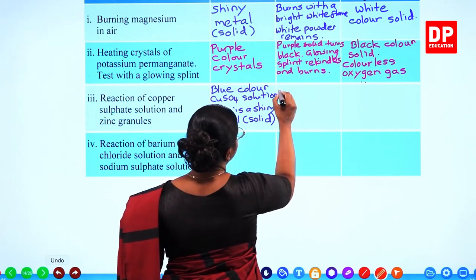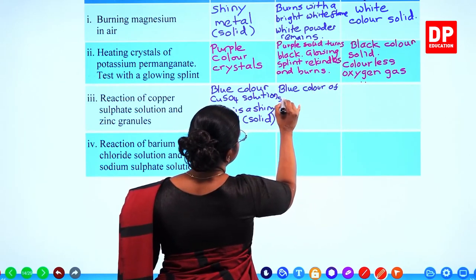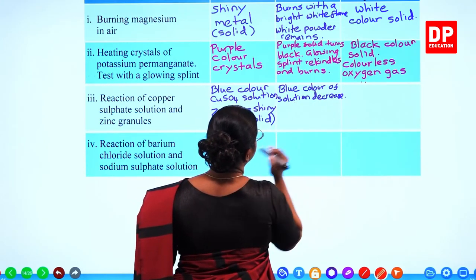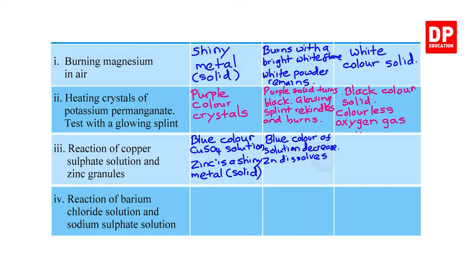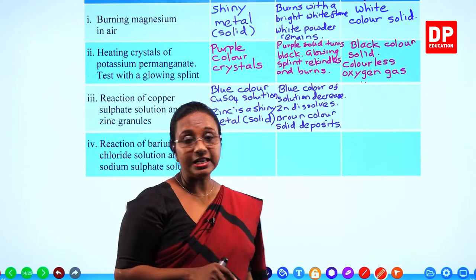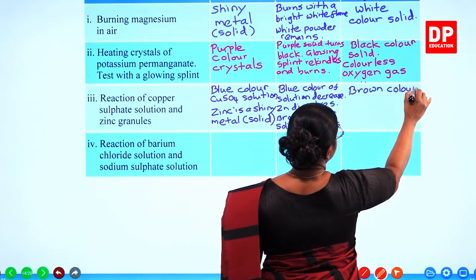So here we have to say: blue color of solution decreases, then we see zinc dissolves, brown color solid deposits. So those are the observations. Okay students, what are the properties of the products? We saw the brown color solid depositing. So here we can say brown color solid.